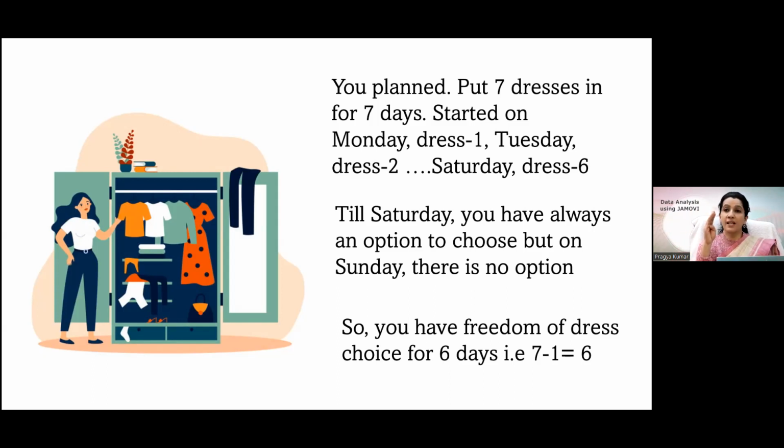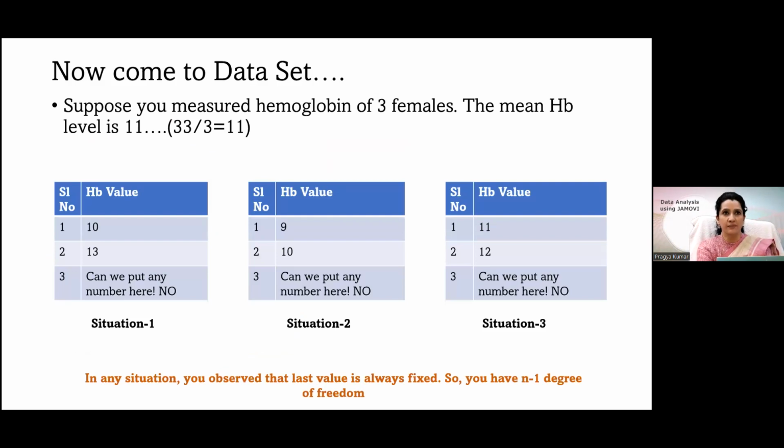So she was having this freedom of dress choice for 6 days. Even on day 6, she had a choice between 2 dresses. But on the 7th day, she has got no option. She has to wear the 7th one. That is not an option for you. That is not a freedom for her. She has to wear that, right? This is one way. Now coming to a data set.